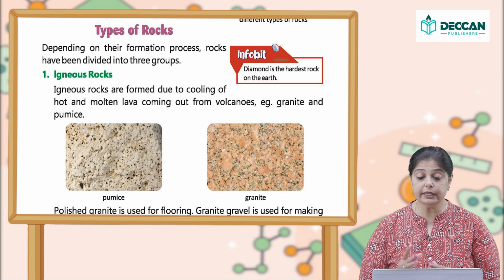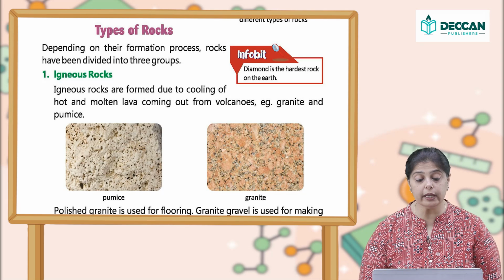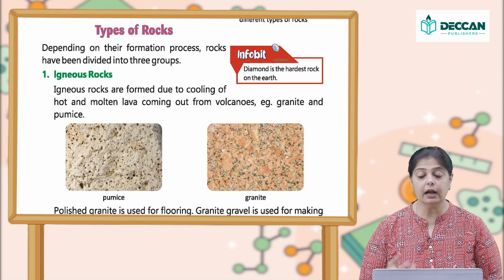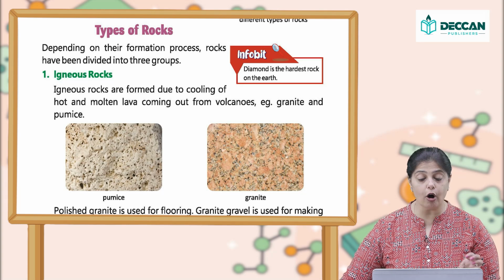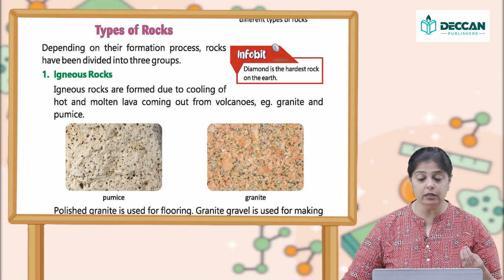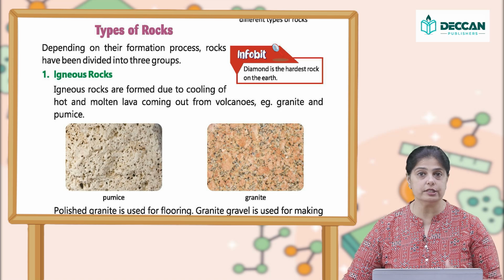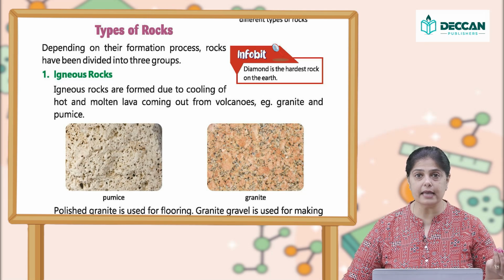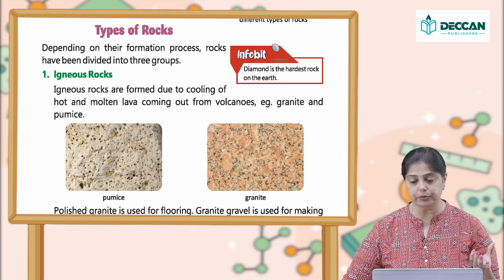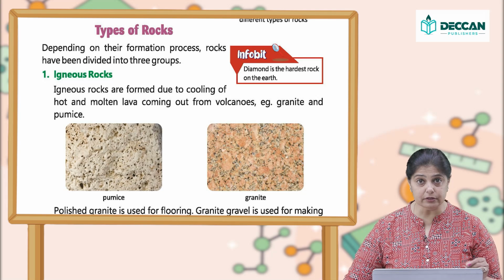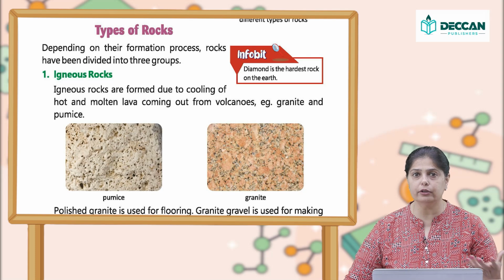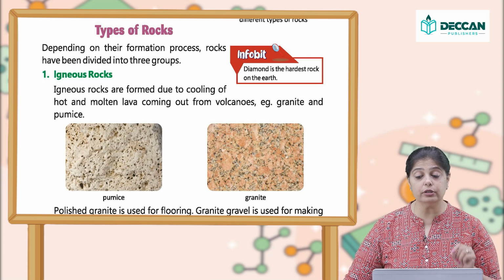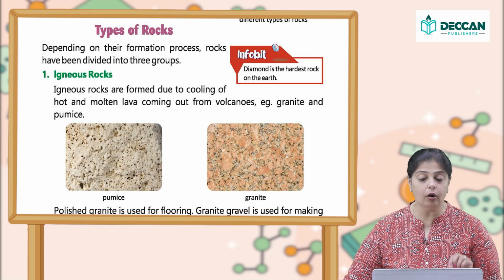Igneous rocks. Igneous rocks are formed due to the cooling of hot and molten lava coming out from the volcanoes. Example, granite and pumice. So igneous rocks are formed when the molten or hot lava that comes out from the volcanoes cools down. Examples of igneous rocks are granite and pumice. Infobit, diamond. You must have seen the diamond jewelry that your mother or your family members wear. So diamond is actually the hardest rock on the earth.